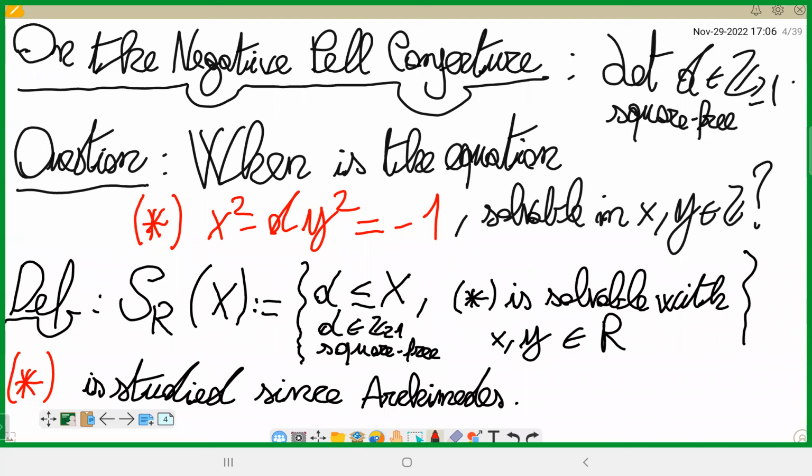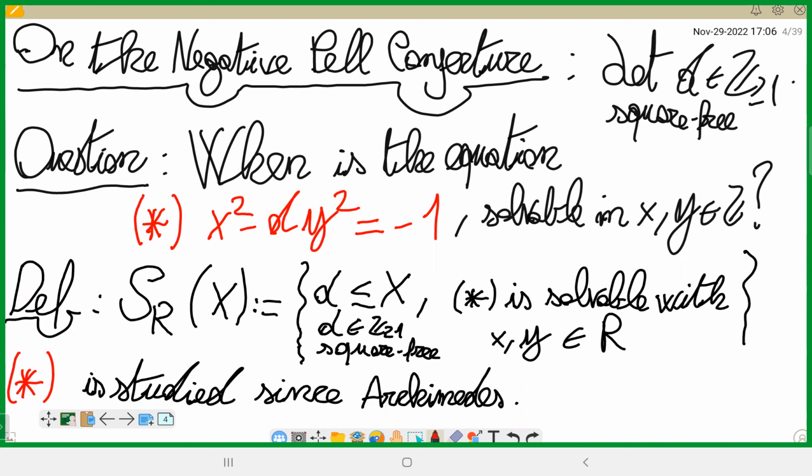So recall that if you put here a 1, x squared minus d y squared is 1, that's the usual Pell equation, and that's automatically solvable. And typically, as soon as d is at least 2, there are infinitely many solutions. By the Dirichlet theorem, you can describe them exactly. But the equation (*) is much more mysterious. So when exactly it's solvable is less clear.